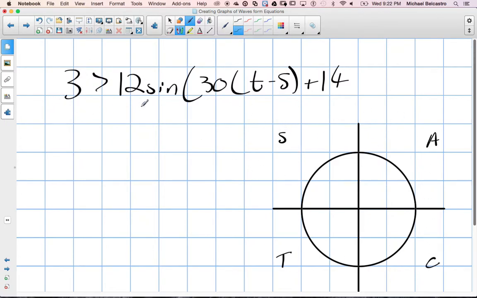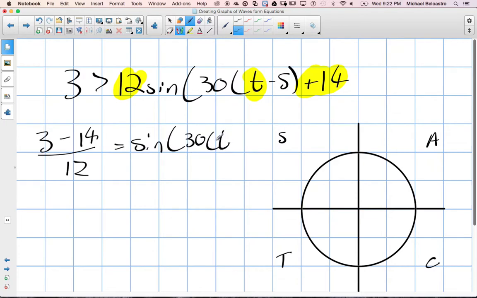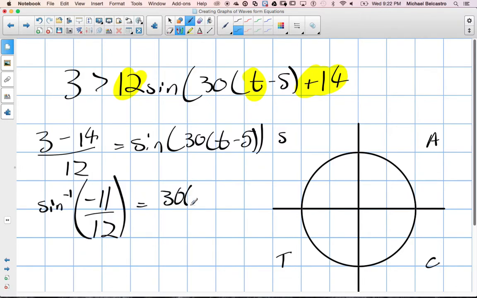In order to isolate for t, because we're looking for the times, we're going to bring over our 14, positive 14 first, and then divide by 12. So when we do that to the other side, we get 3 subtract 14 divided by 12 will equal sine. There's a reason I stopped at this specific point, because this is going to give us some very important information. This will give us negative 11 over 12. And then to bring sine over, we look for the sine inverse of this. Now, it's equal to 30 times t minus 5. This part right here gives us quite a bit of information about our unit circle.